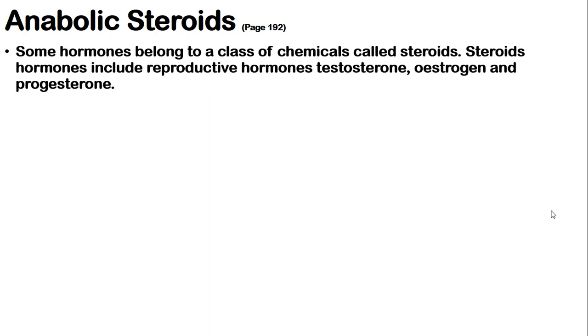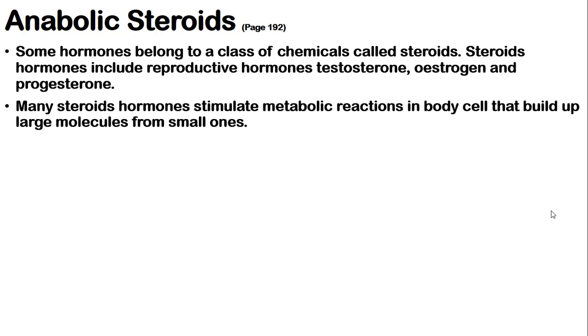Some hormones belong to a class of chemicals called steroids. Steroid hormones include the reproductive hormones testosterone, estrogen, and progesterone. All three are said to be reproductive hormones. Testosterone is a reproductive hormone in the bodies of males. Estrogen and progesterone are the reproductive hormones in the bodies of females. Many steroid hormones stimulate metabolic reactions in the body cells. They build up large molecules from smaller ones.